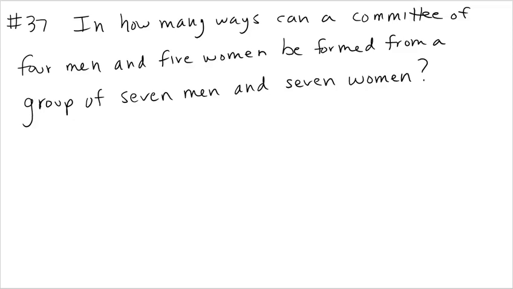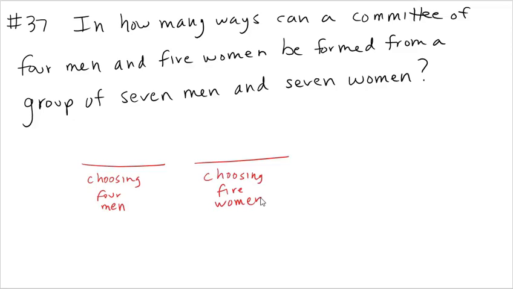So this is combinations because the order in which we choose the men and the women doesn't matter, but it's also fundamental counting because we're making 2 choices. We're choosing some men and we're choosing some women. So I'm going to draw 2 blanks, one for choosing the 4 men. I'm going to write the number of ways we can choose 4 men in that blank, and then a second blank for choosing the 5 women. Fundamental counting says we're going to multiply those 2 quantities together.